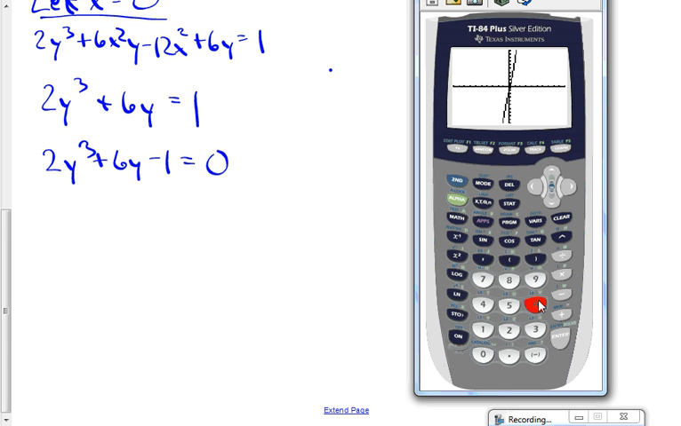Okay? The question is, where does that 0 occur? Let me make sure I plug that in correctly, because I'm second guessing myself for a moment. All right, let's find the 0. Second, calc, option 2 is 0. Left bound, I've got a negative value, so I'll go ahead and press enter. Arrow a couple right here until I get into the positive world. Press enter again, and the 0 occurs at 0.165.